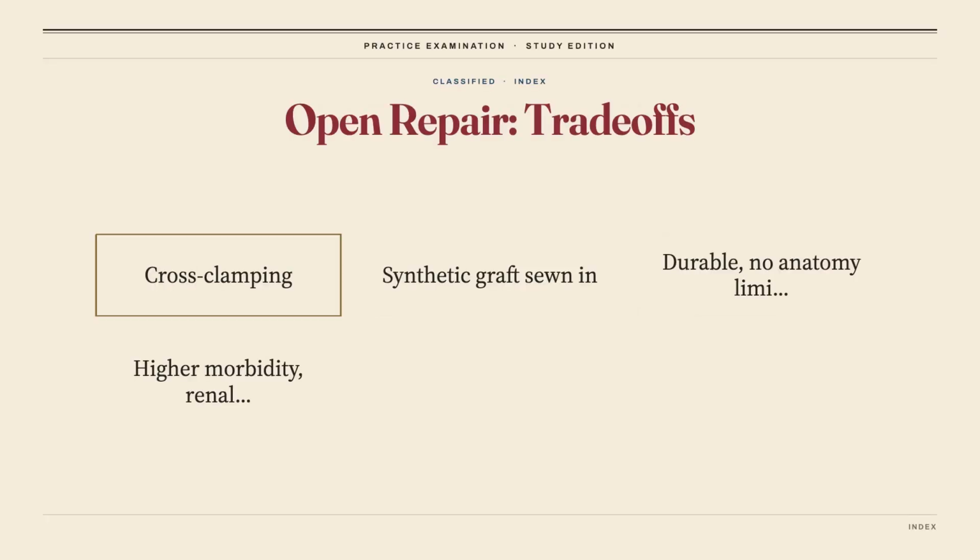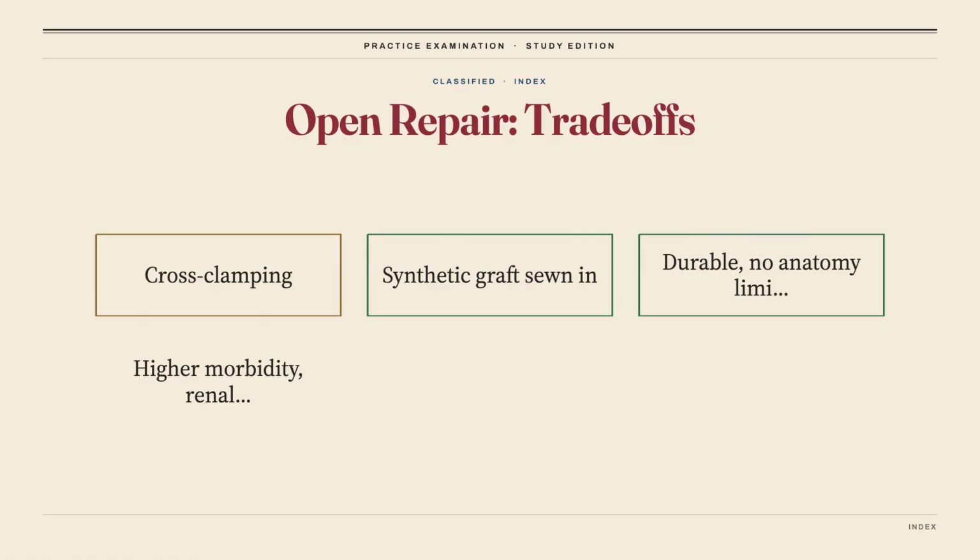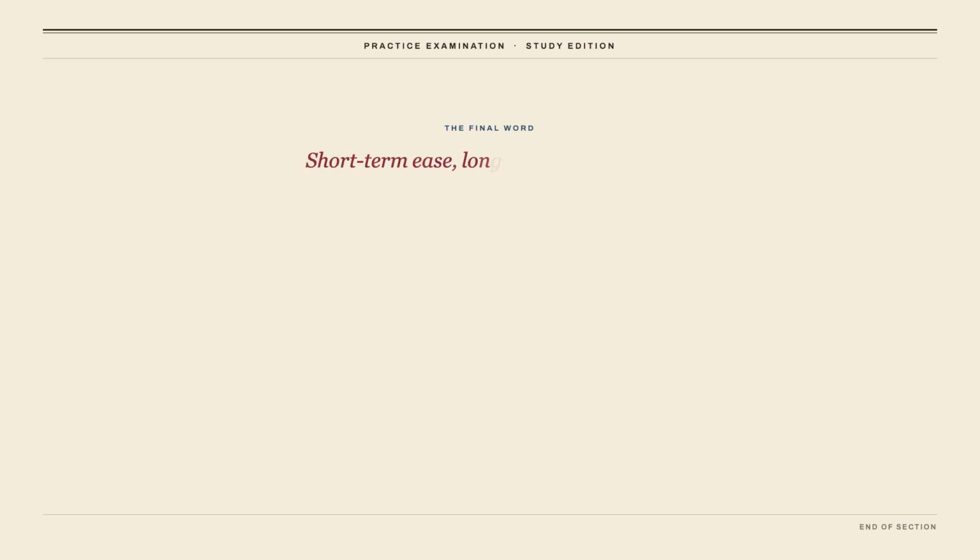Open repair takes the opposite trade-off. Cross-clamping the aorta and sewing in a synthetic graft gives a definitive, durable repair usable in any anatomy or emergency rupture, but at the cost of greater blood loss and higher cardiac, pulmonary, and renal stress.